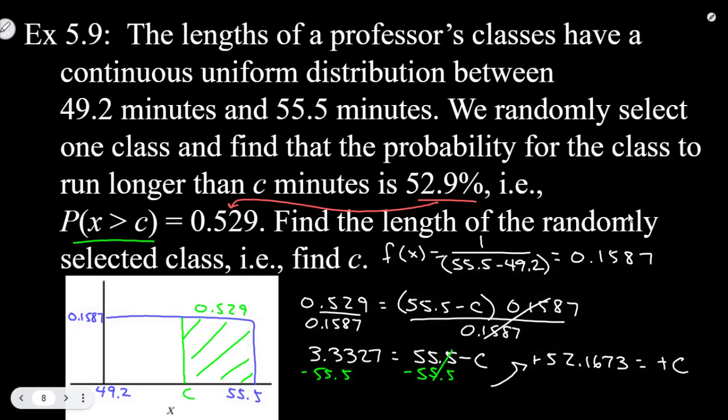Again, I would say rounding to the nearest tenth of a minute is going to be good because that's what our original values were given in. We're not finding a mean or anything like that. We're just finding a number of minutes. So 52.2 minutes would be our length of time, where about 53% of the classes run longer than that.